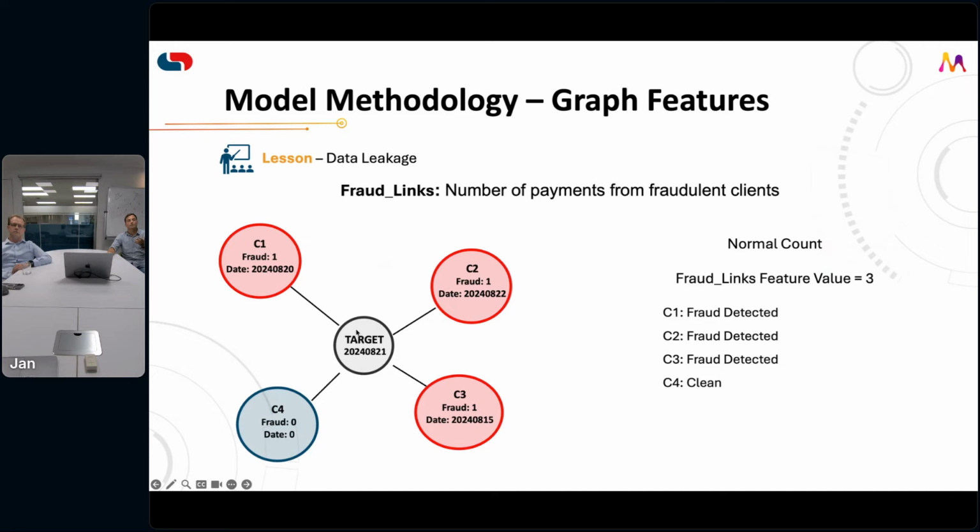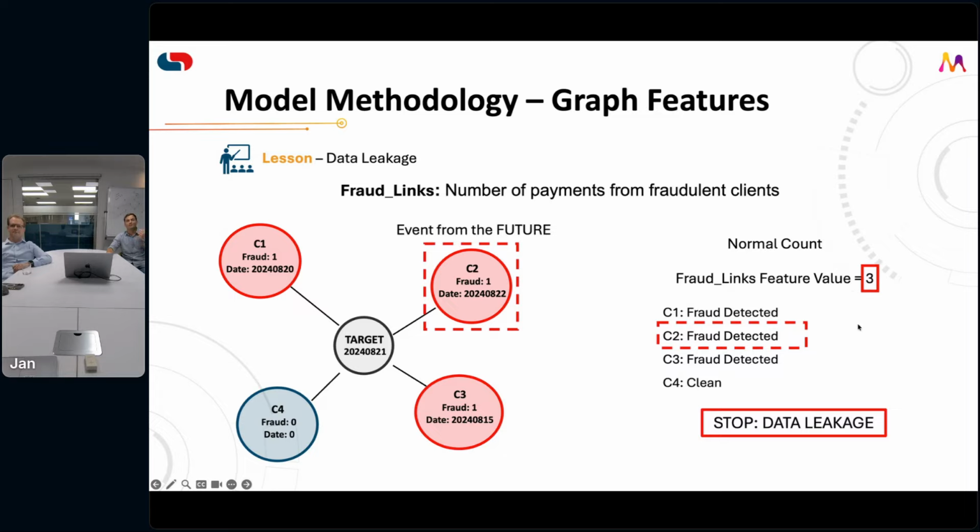So what we're going to focus on is this gray node in the middle. And we're going to say, okay, create a property that represents the number of fraudulent clients that are connected to it. Let's start by creating this feature, so we count. Yes, client 1 is fraudulent. Then you go to client 2, that is fraudulent as well. Client 3 is fraudulent. And then client 4 is not fraudulent. So the total amount that you would get is 3. Now, welcome to your nightmare: you've just introduced data leakage into your whole process.